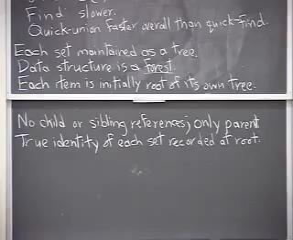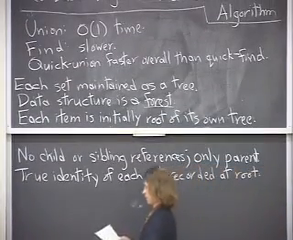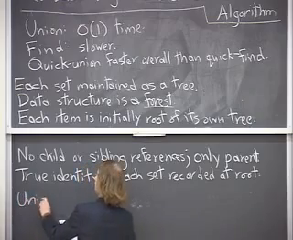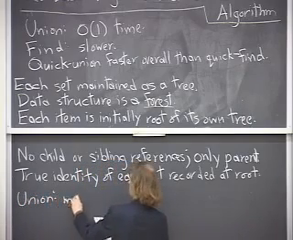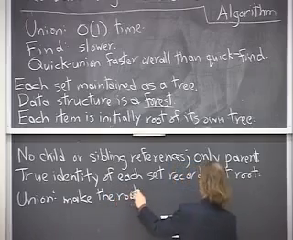Now, union is a pretty simple operation with this data structure. A union operation is done like this. You make the root of one set become the child of the root of the other set.